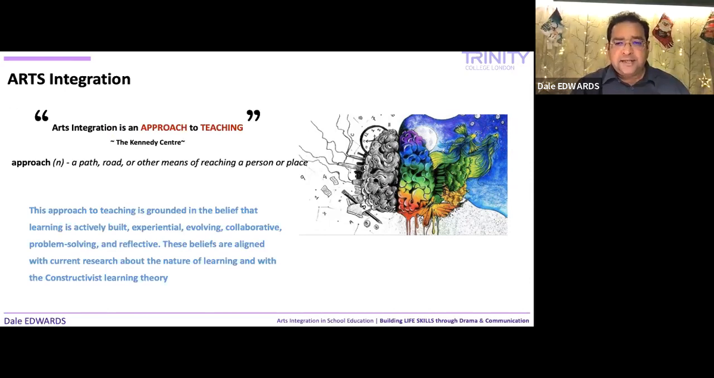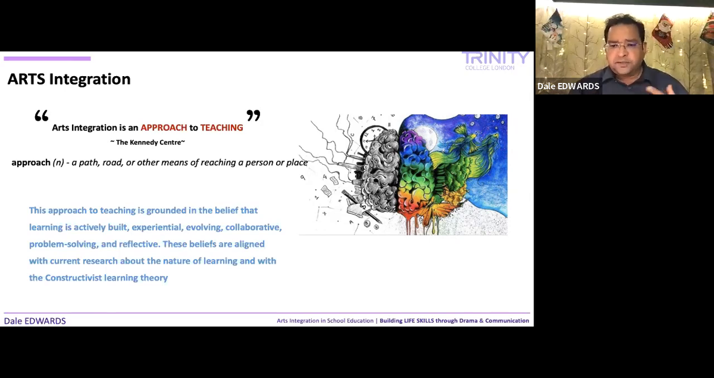So you see that this definition begins with the assertion that arts integration is larger than an activity. In fact, arts integration is an approach to teaching that is embedded in one's daily practice. So the approach refers to the how something is taught rather than the what is taught. So as you can see, there's emphasis on context and less on content. And every teacher, of course, has an approach to teaching, whether or not they are aware of it.